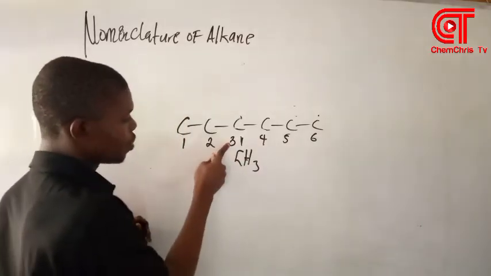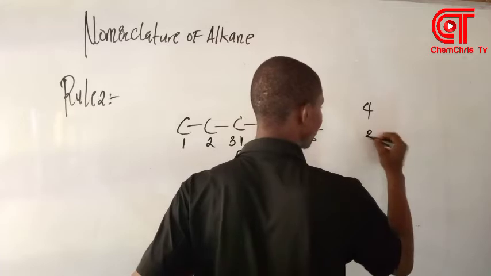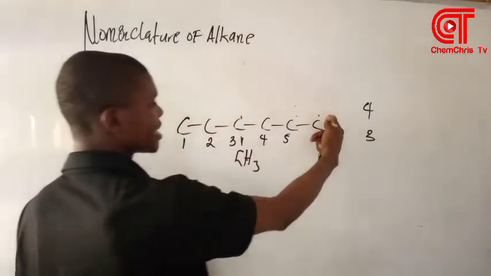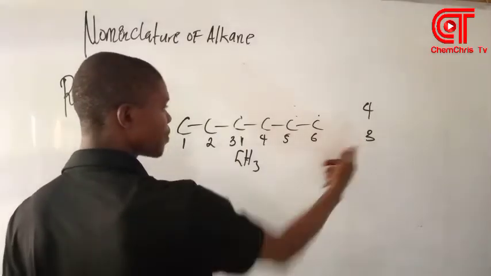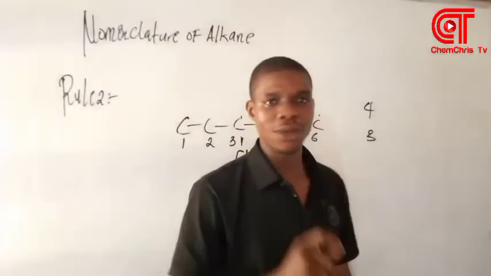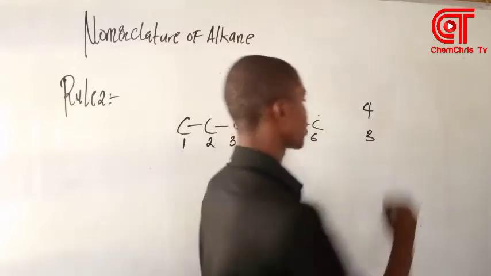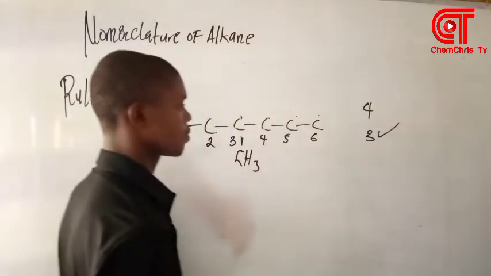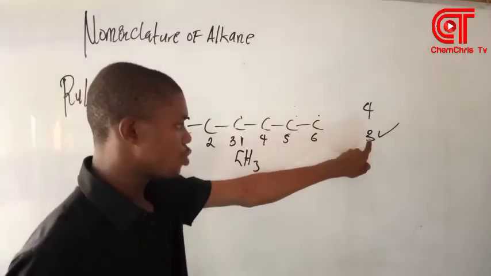Now, carbon 3 carries the substituent. So here we have carbon 3, carbon 4. When I start from one end, carbon 4 carries the substituent. When I start from the other end, carbon 3 carries the substituent, right? Now, the rule says that the carbon atom carrying the substituent must have the lowest possible number. So this one is the correct one. Do you get that? This one is the correct one. So this is how to do it.